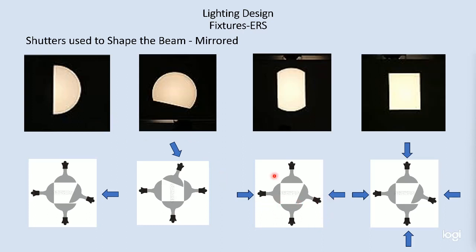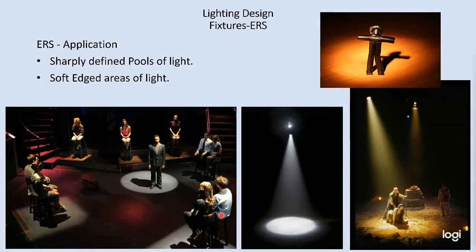Pressing in the left and the right shutters can make an alley of light or a column of light, and pushing in all four can change it into a square. Let's see what this looks like a little bit. In this image over here, we can see that this light doesn't have any shutter cuts, but it's been focused to be a very sharp pool of light. The edges are very clearly defined where there is light and where there is an absence of light.